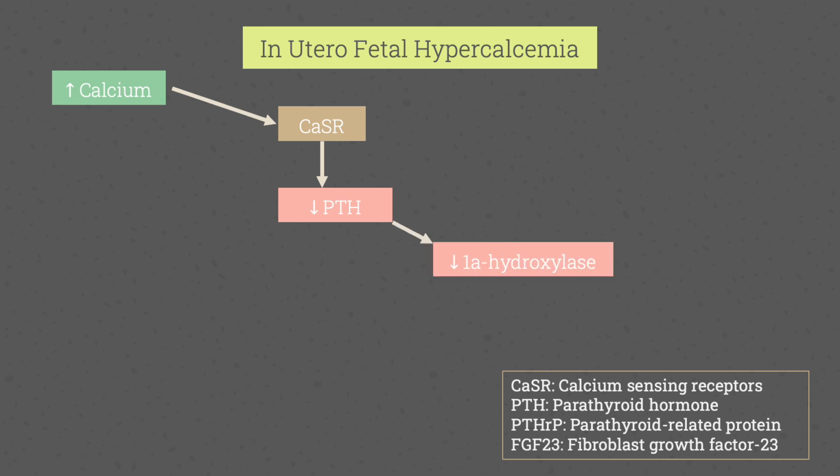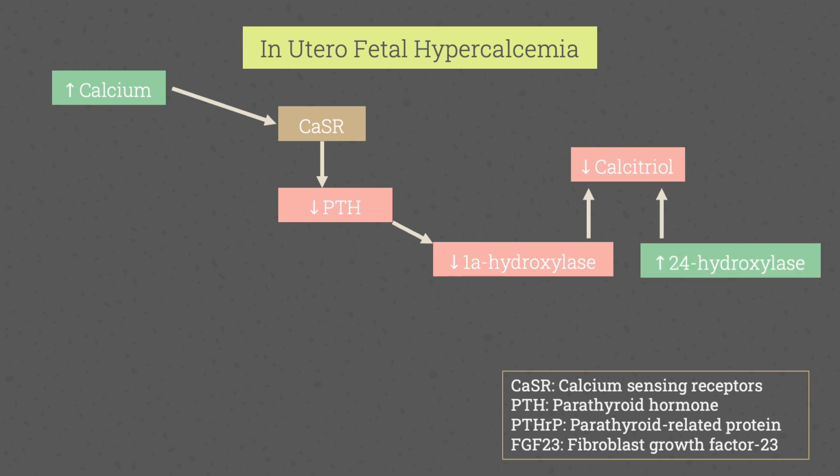So if PTH is decreased, then this is going to decrease 1-alpha hydroxylase, which is the enzyme that breaks down inactive vitamin D into active vitamin D, which is calcitriol. Additionally, it's going to increase 24-hydroxylase, which also prevents breakdown into the active form of vitamin D. And then FGF, or fibroblast growth factor, also plays a part in this just by exacerbating both that 1-alpha hydroxylase and that 24-hydroxylase to additionally decrease vitamin D.